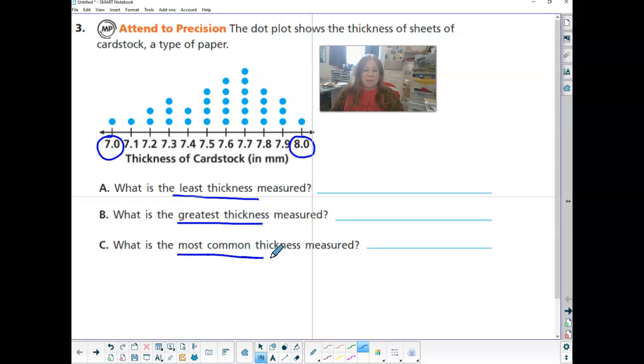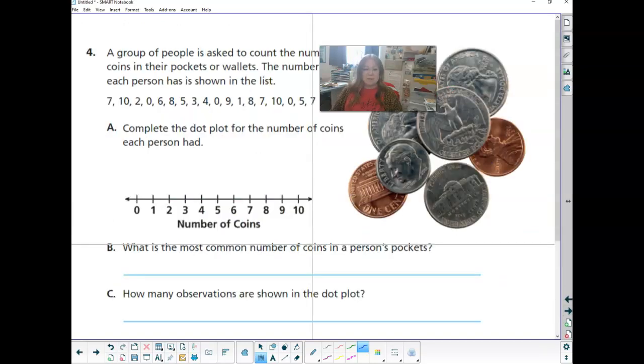What is the most common thickness measured? So we look at our dots and we see which dots go the highest will tell us which measurement was the most common. So the numbers for measurements are down here. Which measurement had the most papers goes up the highest here. So it doesn't ask how many papers. So I can see this one is the highest, 1, 2, 3, 4, 5, 6. But what is the measurement of those, the most common here? So you have to understand the difference between the measurements and the papers. Let's go ahead and make sure you've answered those 3. Then we'll go on to number 4.